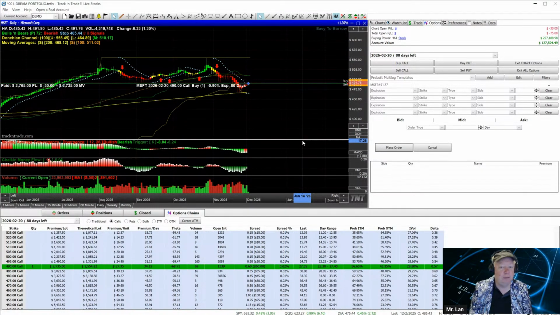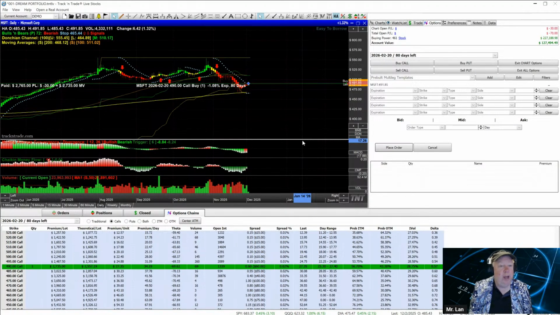If it started to go down, your risk is a lot less and your profit potential is the same, right? And actually it's higher because you're only putting up $2,700. You're not putting up $49,000. So if you only put up $2,700 and your profit potential is the same, that's a tremendous amount of leverage. And that's why we trade options, right?